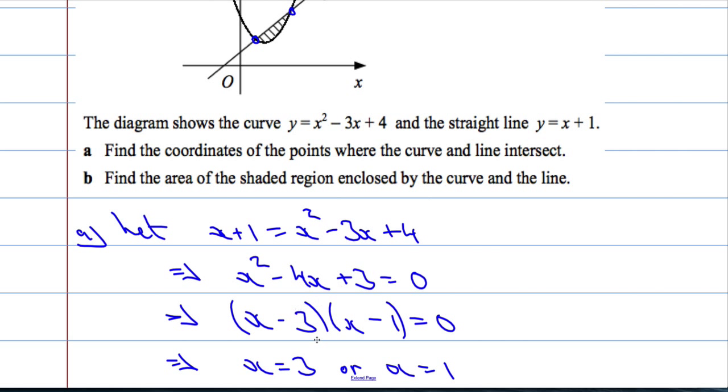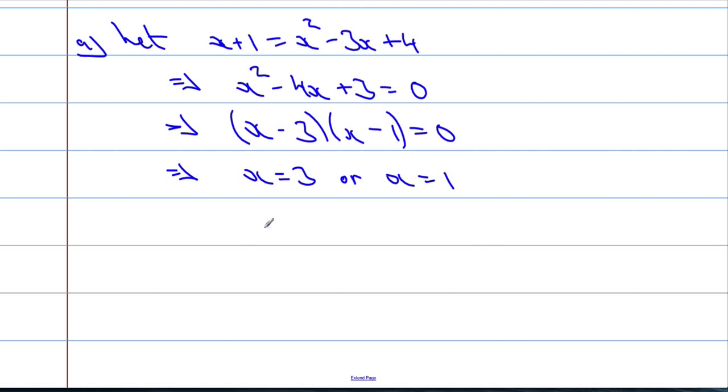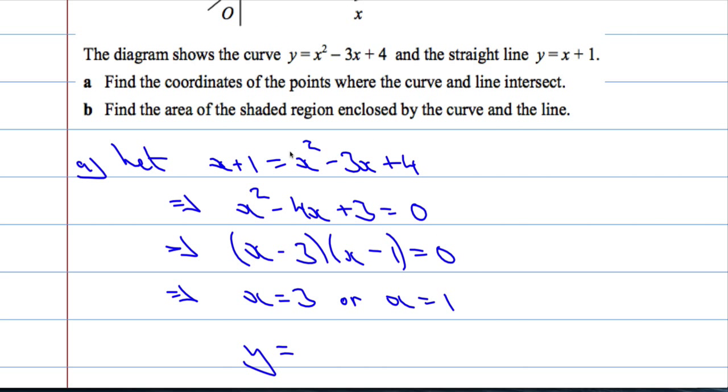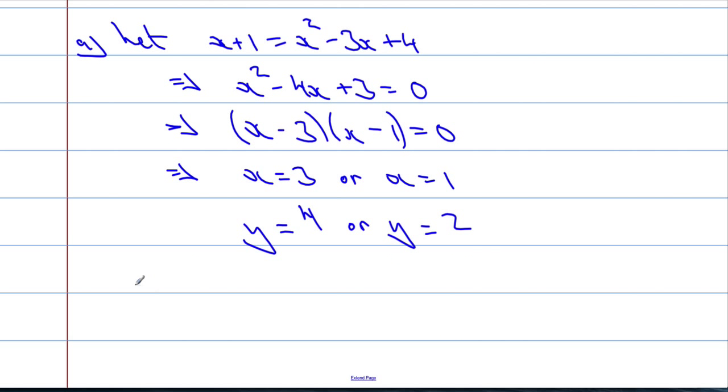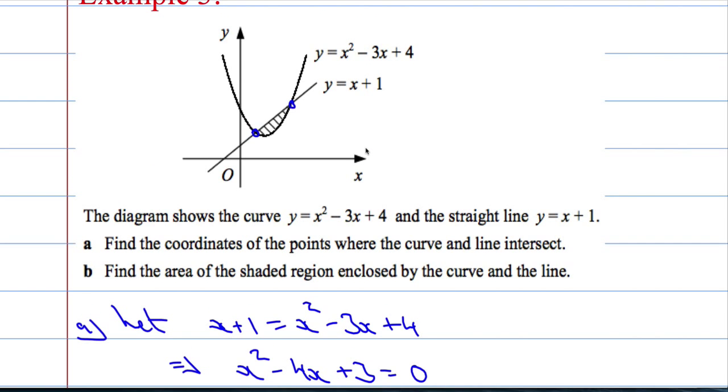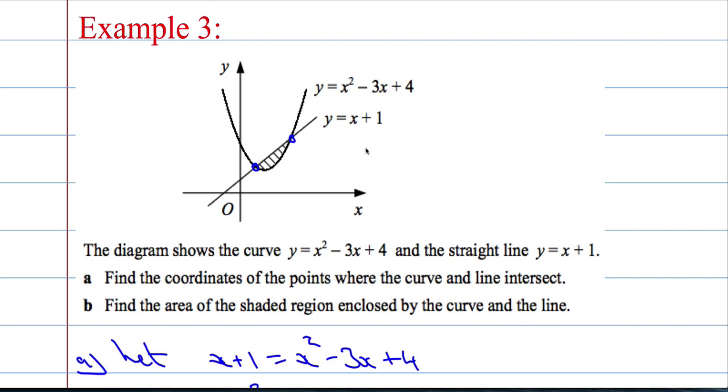Now I need coordinates, so let's get those y values. So y should equal. Now, if x equals 3, I'm going to substitute it back in here because we can use either function. When x is 3, y is 4. And when x is 1, y is 2. So the points that we have are the points 1, 2 and the points 3, 4. Lovely. Okay, B is find the area of the shaded region enclosed by the curve and the line.